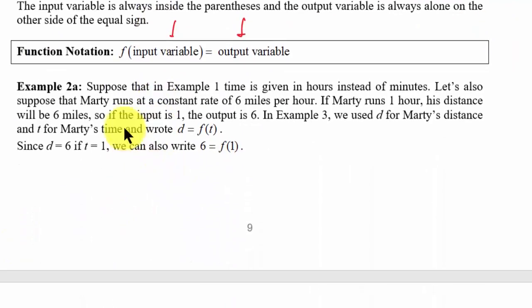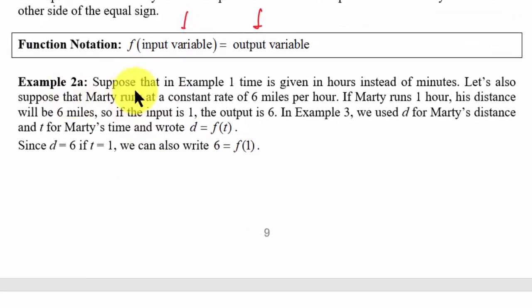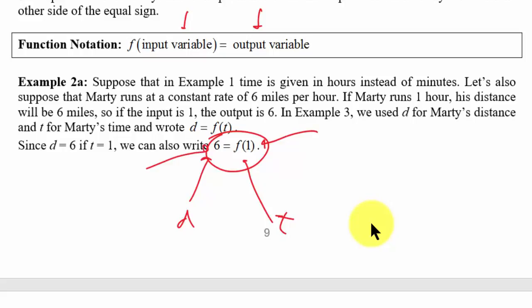They give us an example 2a, so there's no work to do here. They've done the work for us. It says, suppose that Marty's time is given in hours. Let's think that Marty runs at a constant rate of 6 miles per hour. So if Marty runs 1 hour, his distance would be 6 miles. So if the input is 1, that's 1 hour, the output is 6. So the function notation would look something like this, where that's the d, which is he ran 6 miles, and the input was the time, which is 1 hour.